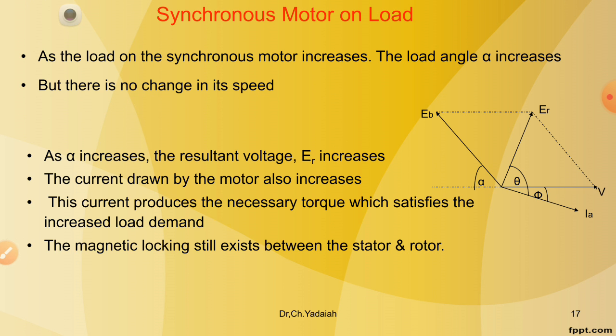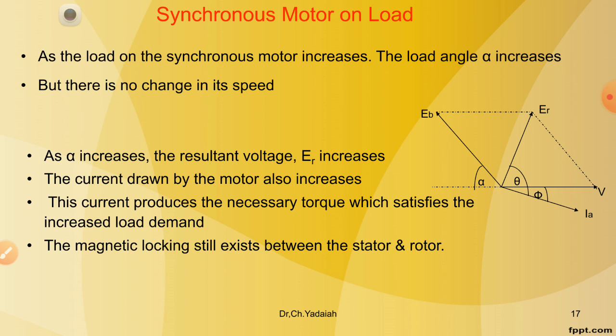As the load on the synchronous motor increases, the load angle alpha increases, but there is no change in the speed. If you add load on the rotor, the alpha value increases. That means the EB, the rotor axis, retards some more. It comes towards the anti-clockwise direction. Alpha increases, but the speed is maintained constant only because both are connected magnetically.